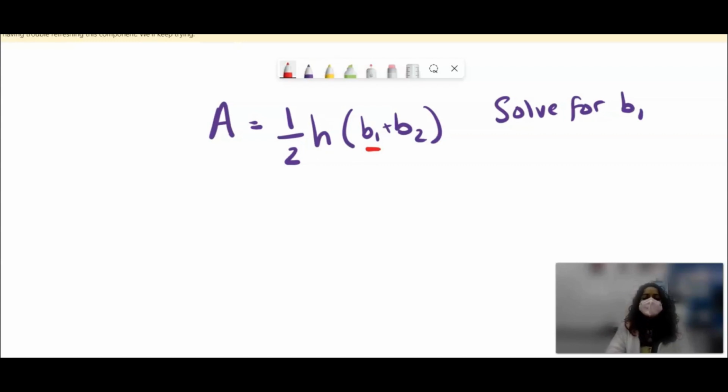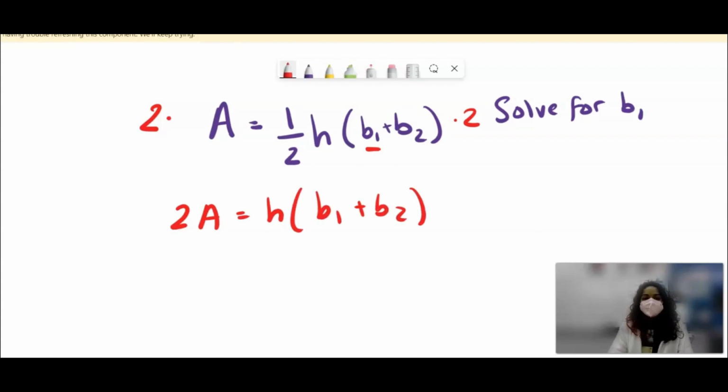All right, because I'm starting inside my parentheses, I have to do everything outside my parentheses before I can get inside my parentheses, right? The parentheses is locked until everything outside of it is gone. Isn't that right? Okay. So I want to get rid of my 1/2. How do I get rid of my 1/2? Multiply by 2. So I'm going to multiply both sides by 2, and I'm going to get 2A equals height times B1 plus B2.